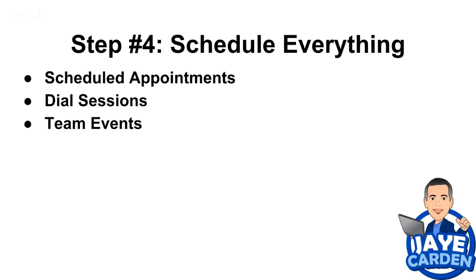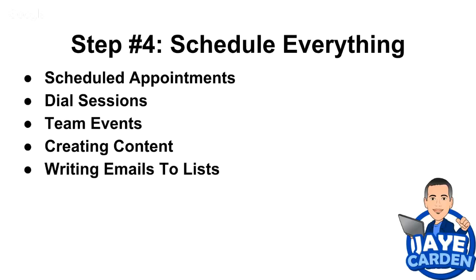Team events. If you're scheduling or doing your own webinars, you'll need to schedule it out. Creating content. The best time to create content is when you can't be on the phone, like if it's late at night or too early in the morning. Set an hour or 2 to work on your content for lead generation. Writing emails to your list. You're going to need a few minutes a day to write up an email, because if you are writing an email every day to all your lists, they're more effective.